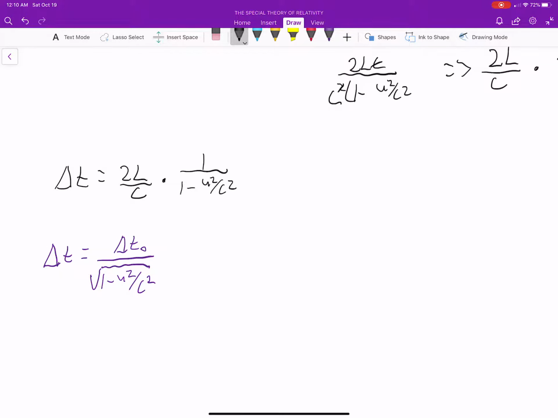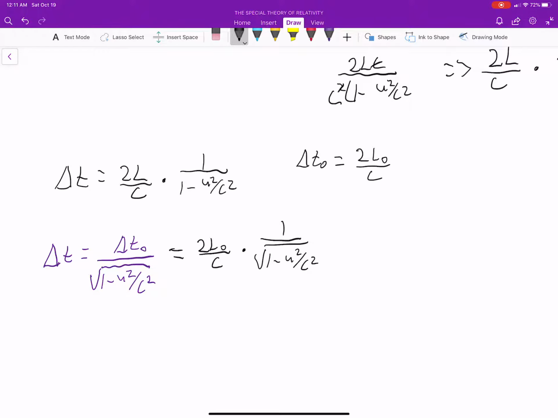Well, those we should be able to set equal to each other. So first off, this was also equal to 2 L naught over c times 1 over the square root of 1 minus u squared over c squared. Hopefully you guys were okay because we solved for delta T naught. If you guys remember, we said delta T naught was 2 L naught over the speed.